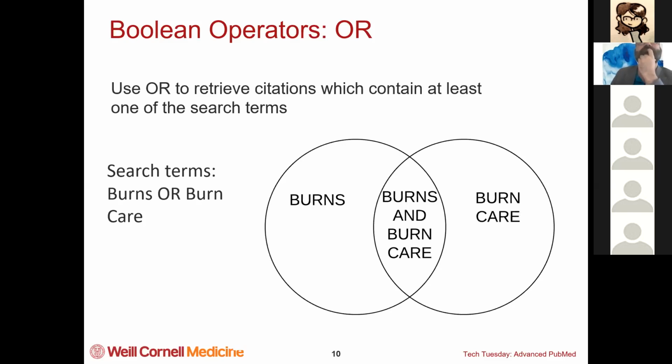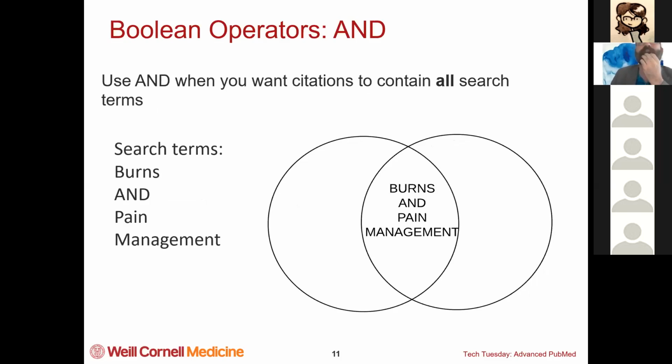Okay, so let's start with OR. We use OR to retrieve citations which include at least one of our search terms. Using OR can be useful when you are looking for articles on similar topics. As our Venn diagram illustrates, if you want to do a search on burns or burn care, you are going to retrieve citations that have any of these terms. So burns, burn care, and also citations that include both burns and burn care. Next slide, please.